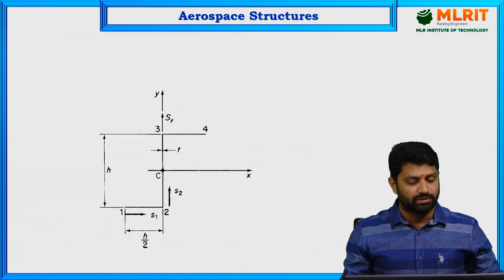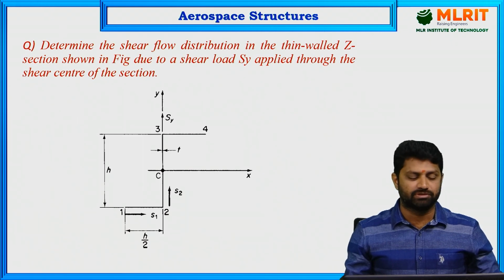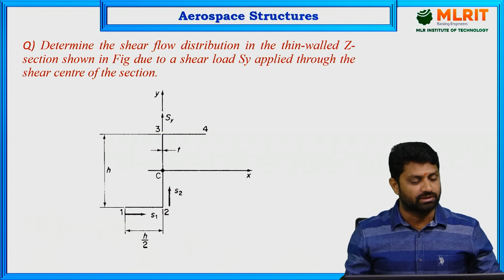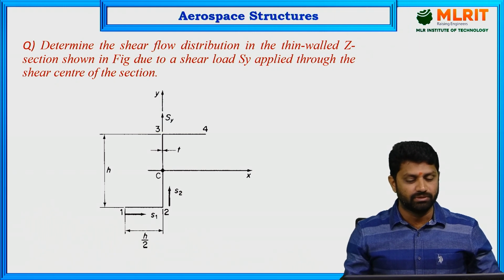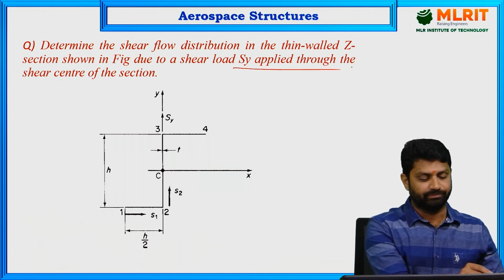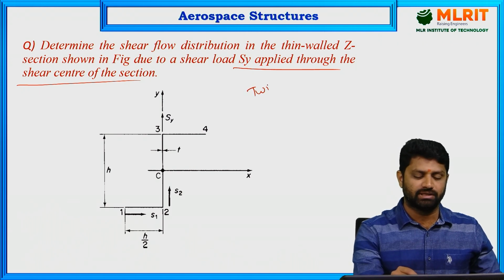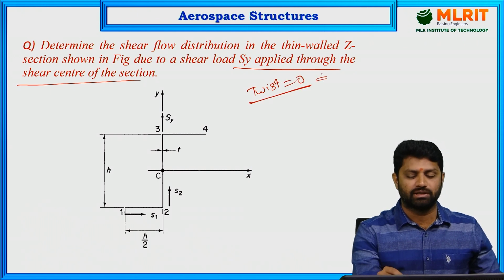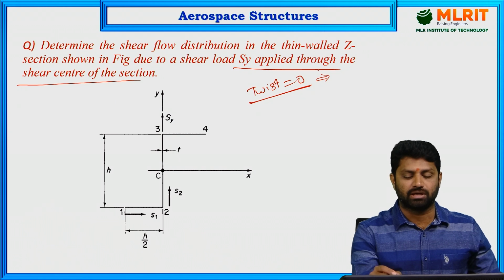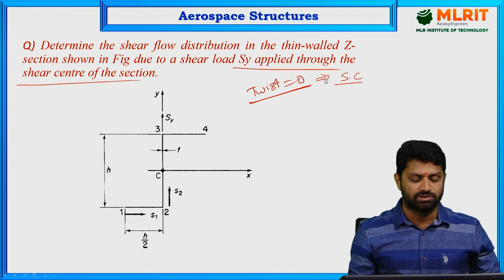So let's consider the problem which is shown here. The question: determine the shear flow distribution in the thin walled Z section shown in the figure due to a shear load Sy that is applied through the shear center of the section. When the shear load is applied through the shear center, we know that the twist of the section must be 0. So the shear load must apply through the shear center of the section in such a way that the twist will be 0.